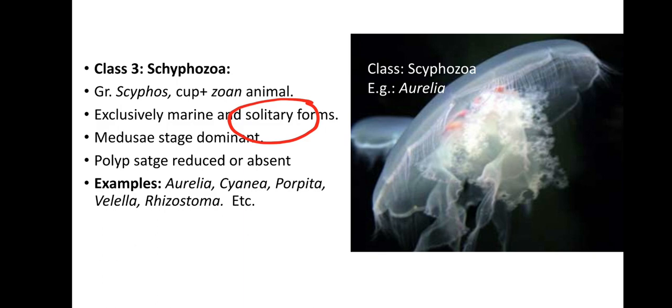Okay, and medusoid stage is dominant, which does not mean there are no polyps. During developmental stages, they do show polyps. Okay, they get attached and then they produce a strobila. From there the medusae are released. So, you find medusa, and the polyp stage too, but it is for a very, very short period of time. Then examples for this Scyphozoa are Aurelia, the common jellyfish, Cyanea, the largest jellyfish, Porpita, Velella, and Rhizostoma. These are all different types of jellyfishes you find.